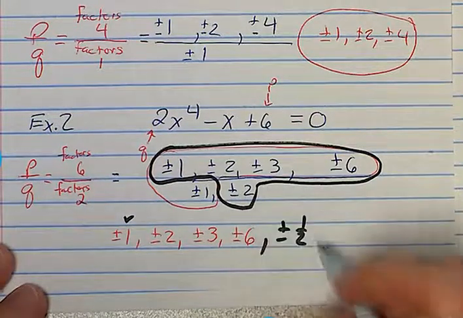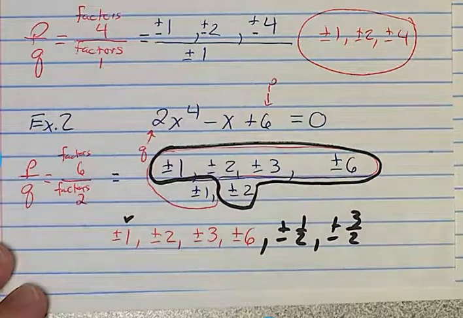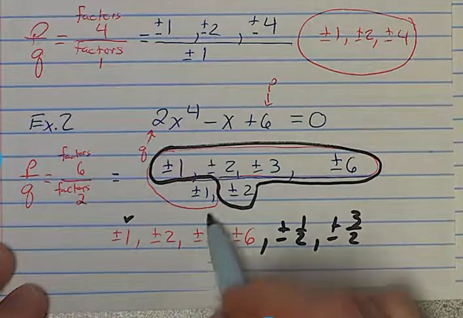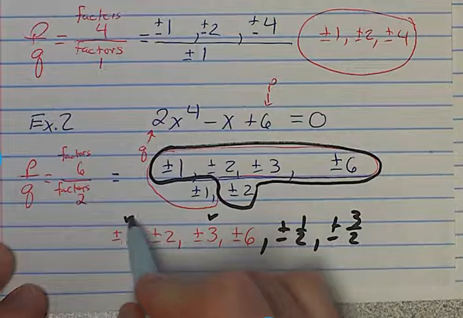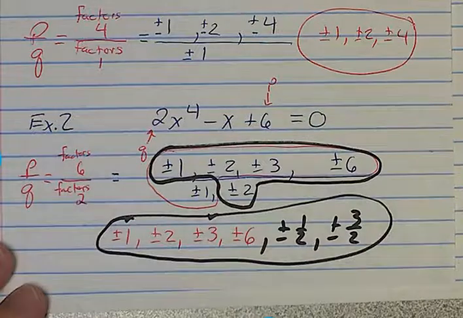We've got 3 divided by 2. That's not on the list, so we'll write that down. And then we've got 6 divided by 2, and that's 3. And we've got that 3 here. So that would be all the possible solutions that we're looking for.